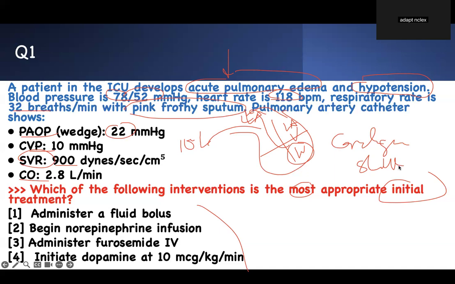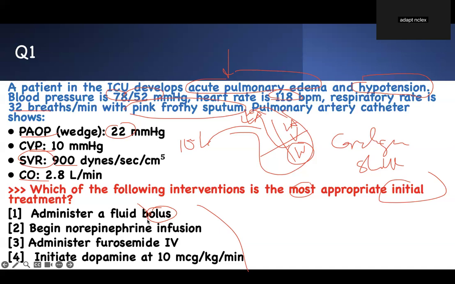Fluid. Fluid with the wedge pressure that high and the CVP that is slightly elevated? No. If you give them too much fluid, condition is going to worsen. What is another clue in the question? Bolus. You can use fluid in cardiogenic shock, but it has to be limited. You don't bolus it. It's a slow flow. Therefore, the word bolus, let me take it away.